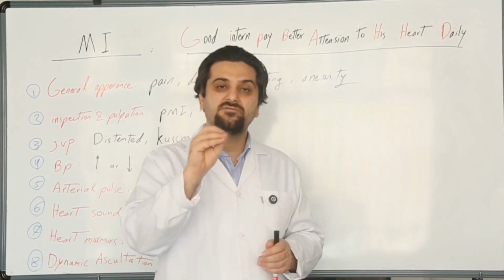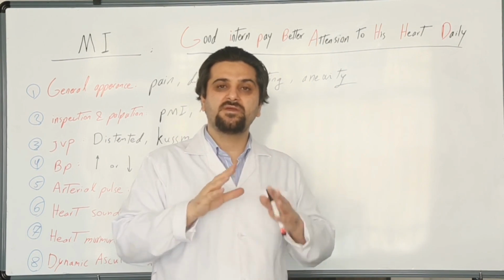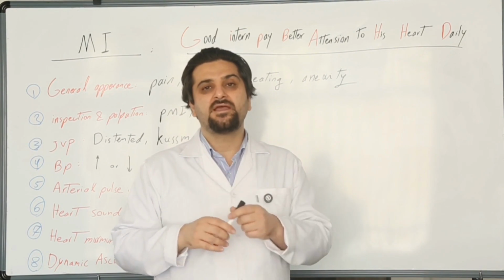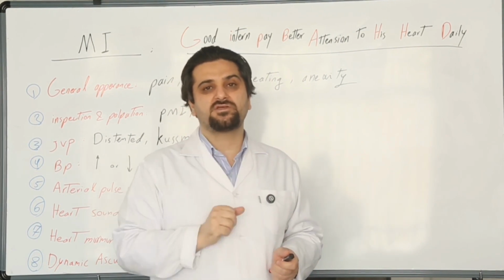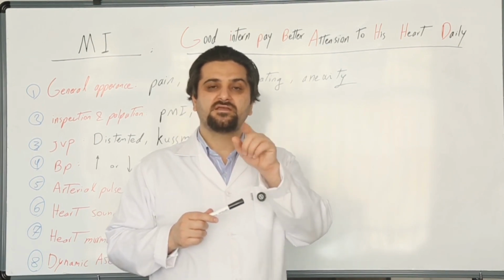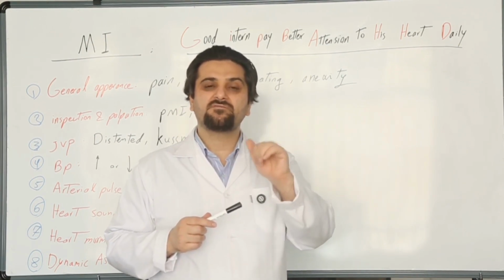In addition, the type of MI is also a determining factor. Patients who have an inferior MI, due to parasympathetic stimulation and vagotonia, experience both bradycardia and hypotension. But in patients with anterior MI, due to increased sympathetic activity, they experience tachycardia and elevated blood pressure.